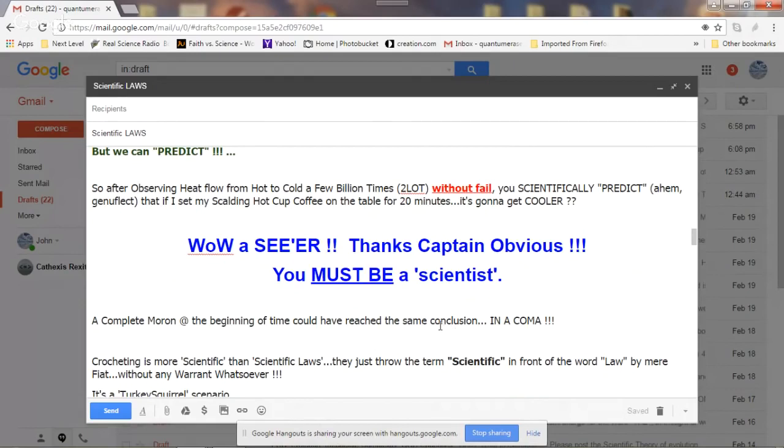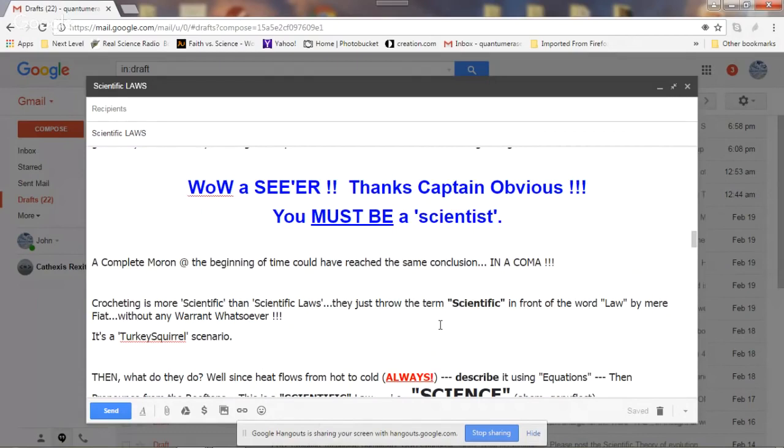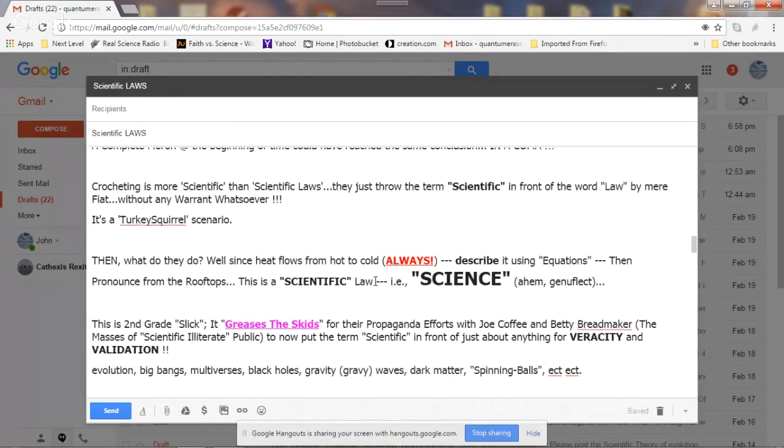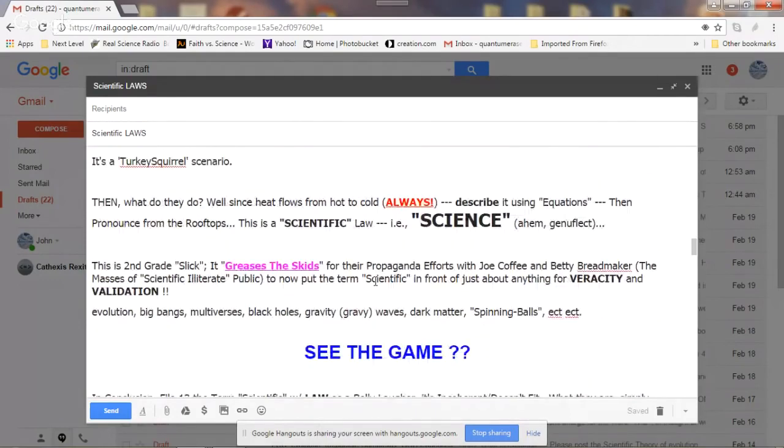Crocheting is more scientific than the scientific laws. You see what they do? They just throw the term scientific in front of the word law by mere fiat without any warrant whatsoever. If you watch the past presentations, one of them is the turkey squirrel scenario. Then, see, this is what they do. Since heat flows from hot to cold always, then they describe it using equations, then pronounce from the rooftops that this is a scientific law, that is science, ahem, genuflect again.